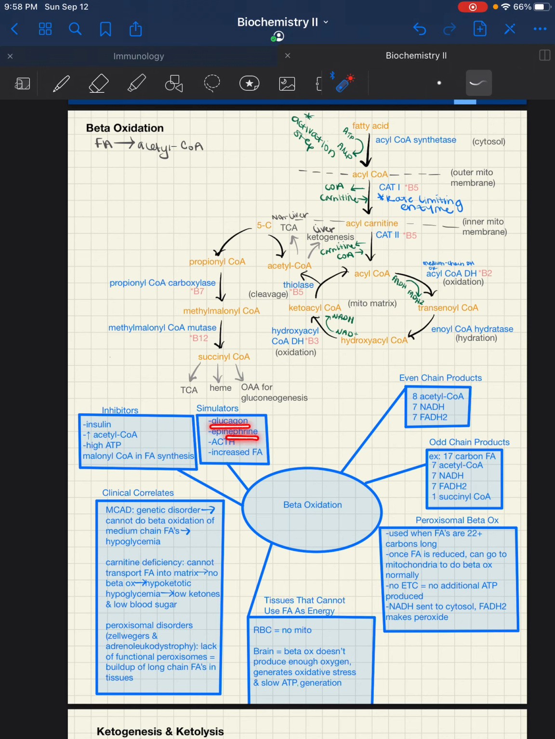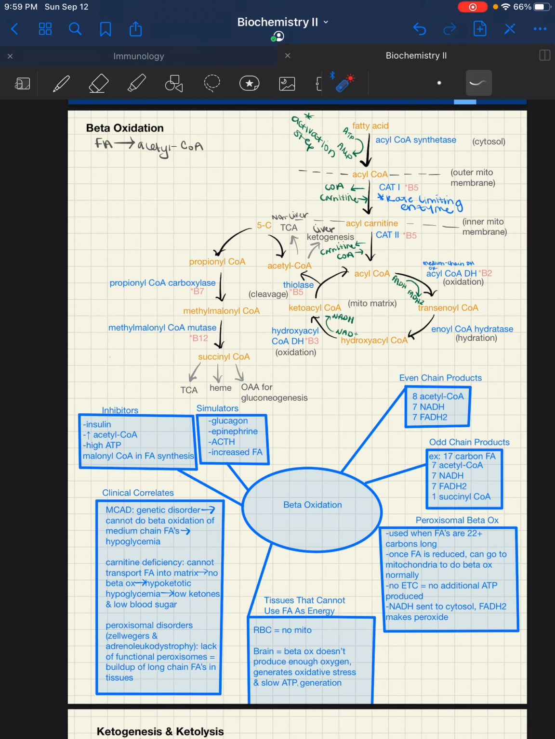Stimulators of this pathway are glucagon, epinephrine, and ACTH, and these all go together typically. These are high in fasting state and starvation when we need to break down fatty acids because we don't have glucose as energy anymore. And increased fatty acids will stimulate this pathway because fatty acids are the substrate that we're starting with here. So if we have fatty acids, we can do this pathway. I hope those made sense.